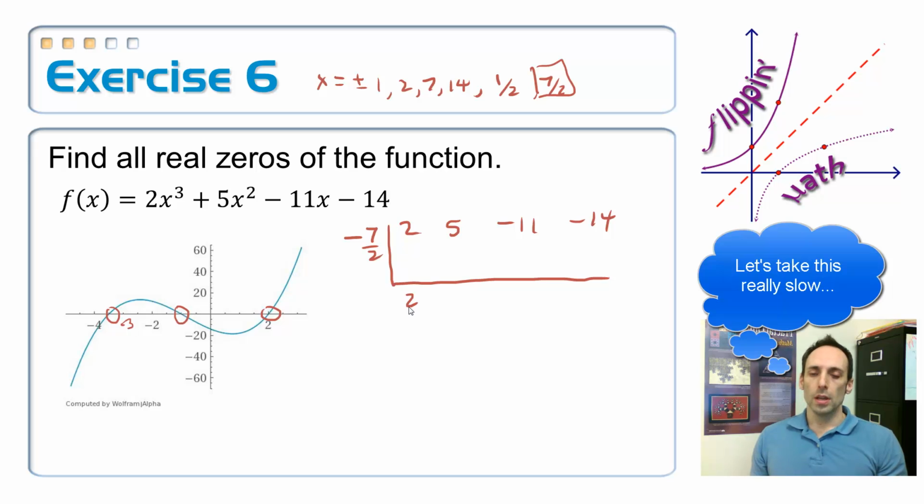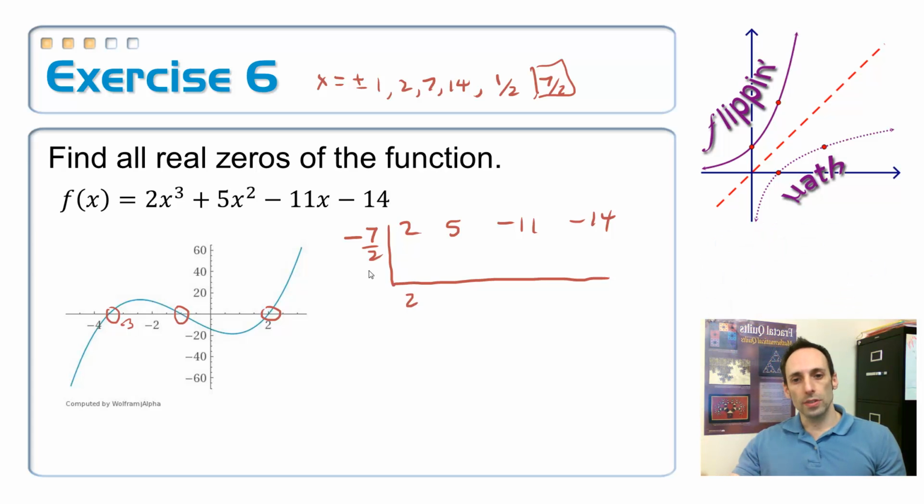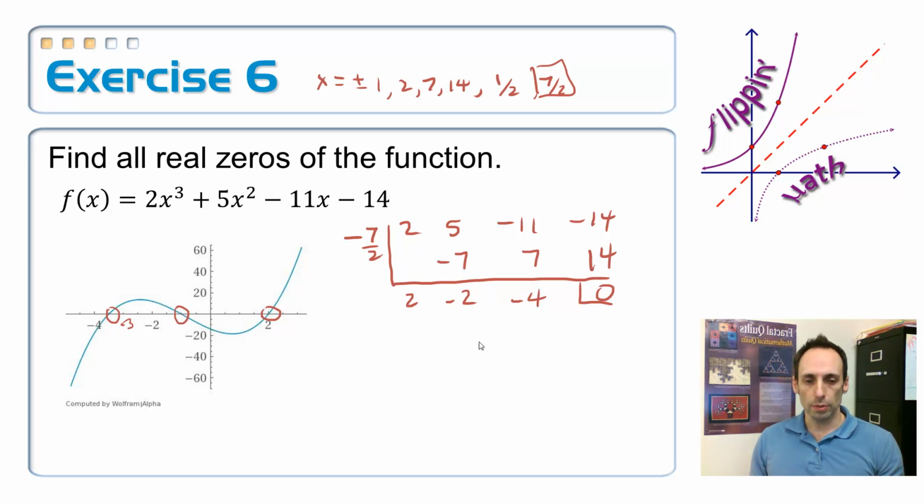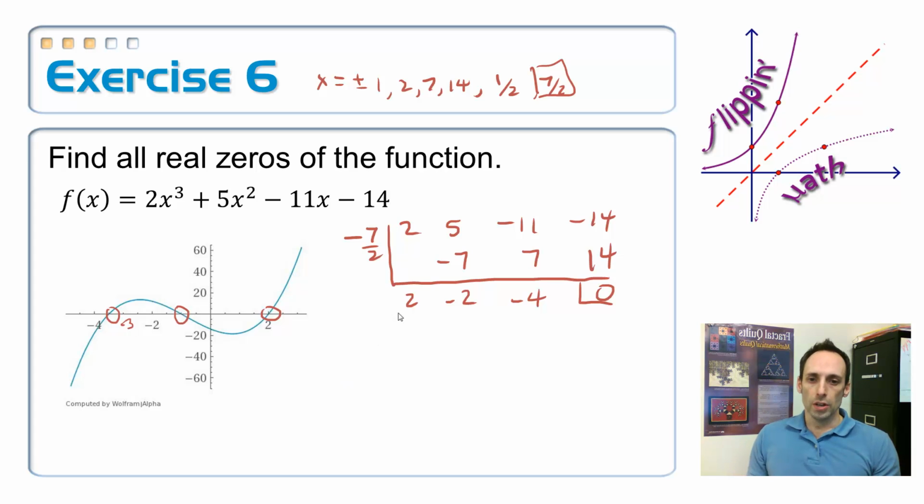Bring down the 2. Multiply times -7/2, the 2's will cancel and it'll just be -7. Add them, -2. Multiply them, the 2's would cancel, negative times negative makes it a +7. And I get a -4 here. Multiply, a 2 will go into the 4 two times, negatives will cancel, 14. Add, 0. And there we go. I've got my first one. So what I have left over here is 2x squared minus 2x minus 4.